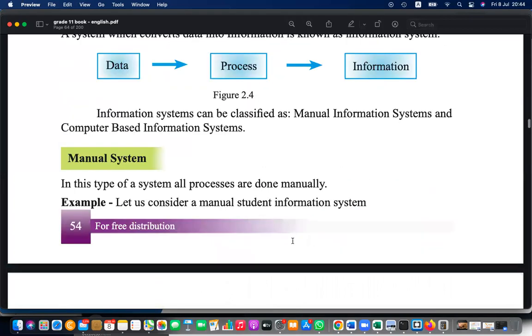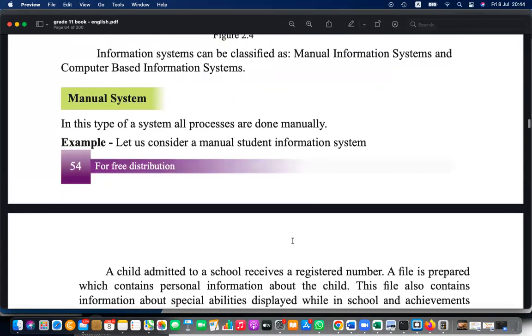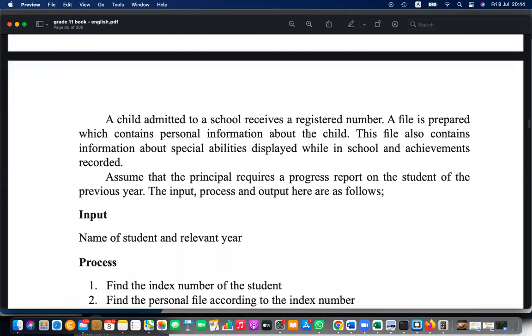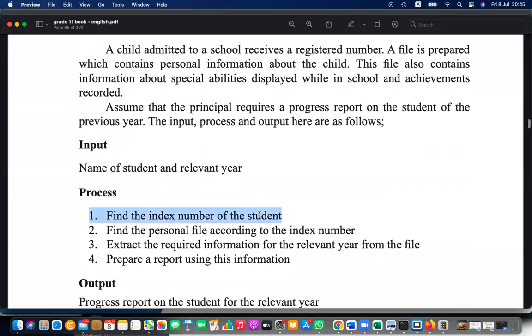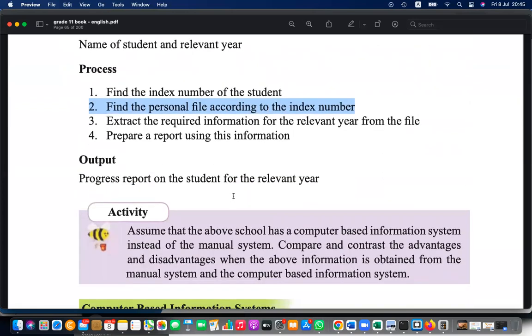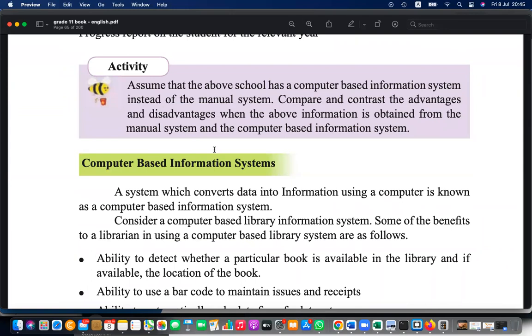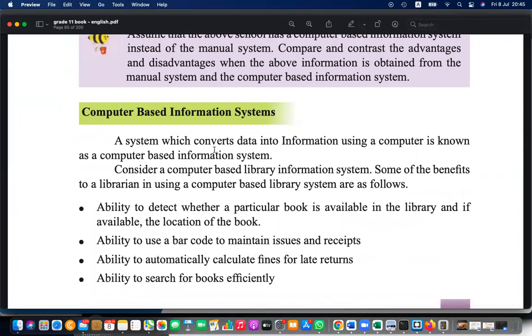Process is an intermediate task. And it can be a manual system where everything happens manually, right? You can see the student registry in your school. You enter that, you write that. Processes like finding the index number, putting it into the personal file, keeping the personal file, the progress report, the record book. So that is also a manual system, right? But there are issues in manual systems. They can be less accurate. Accuracy can be low. Efficiency can be low. The speed, accuracy, and efficiency can be very low in manual systems.